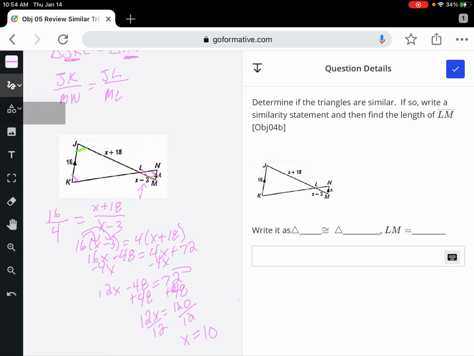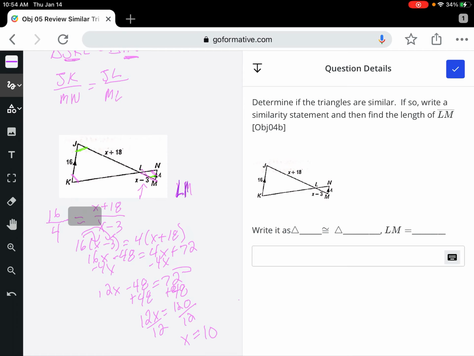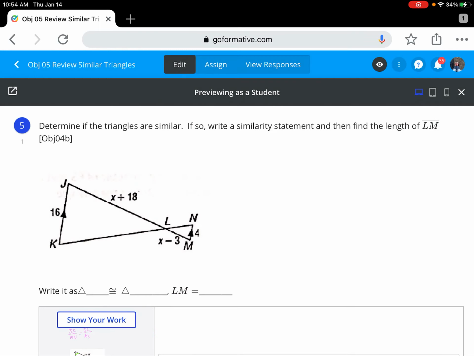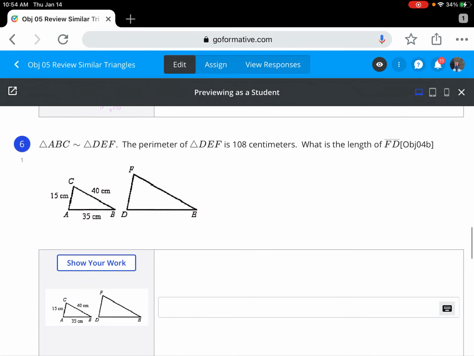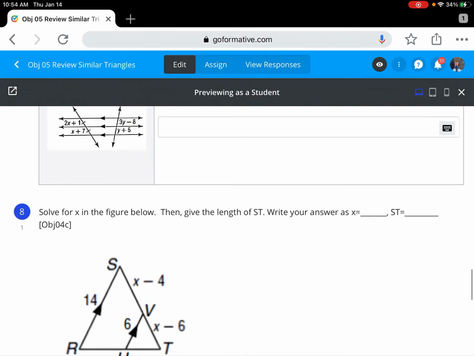It's not asking for x, though. It's asking for LM, and I guess I should use a different color. LM is equal to 10 minus 3, so the distance from L to M has to be equal to 7. So that's that one.